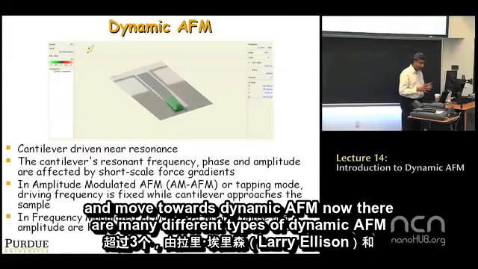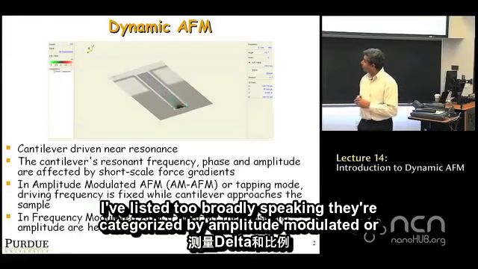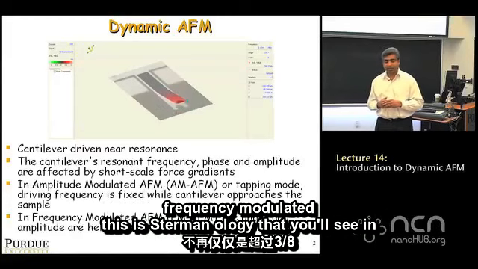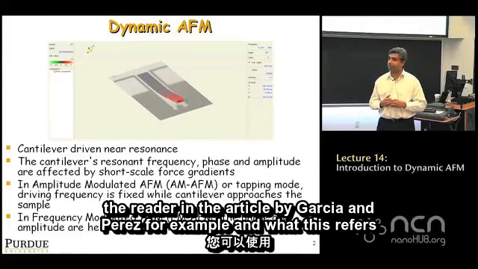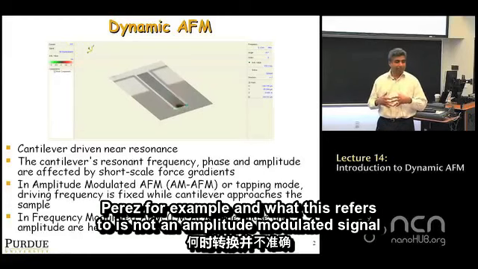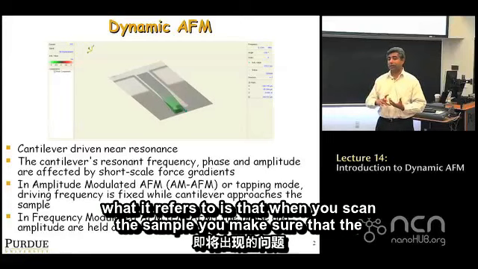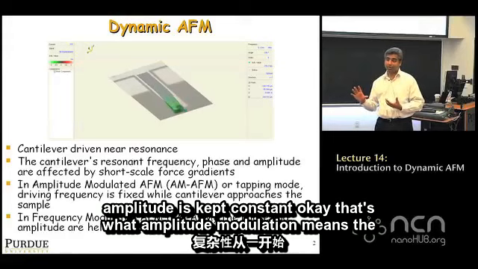Now, there are many different types of dynamic AFM. I've listed two. Broadly speaking, they're categorized by amplitude modulated or frequency modulated, right? This is terminology that you'll see in the reader in the article by Garcia and Perez, for example. And what this refers to is not an amplitude modulated signal. What it refers to is that when you scan the sample, you make sure that the amplitude is kept constant. Okay, that's what amplitude modulation means.